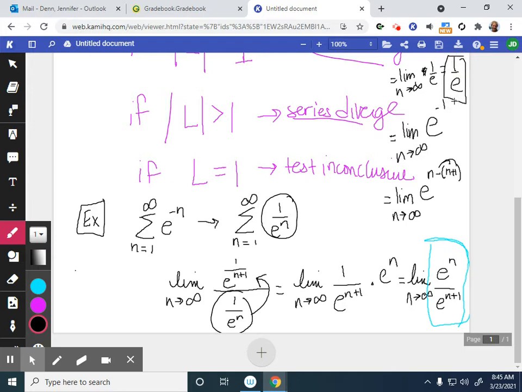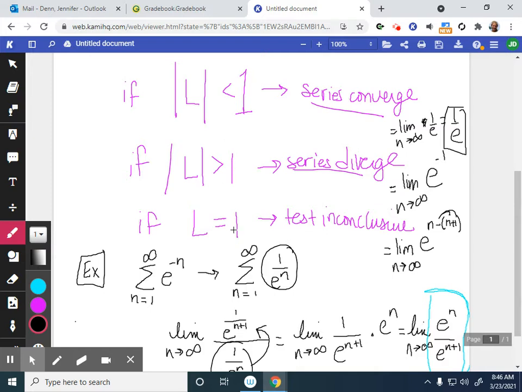I get a numeric answer. And now I just have to take that numeric answer, which we're calling L, and decide: is that L between 1 and negative 1, or is the absolute value of it bigger than 1, or does it equal 1? Well, 1 over e is like 1 over 2.7, so that is between 1 and negative 1. So therefore, my series will converge. Sorry about being so sloppy. So we could say the absolute value of 1 over e is less than 1. So by the ratio test, the series converges.